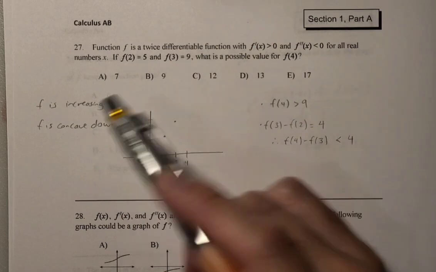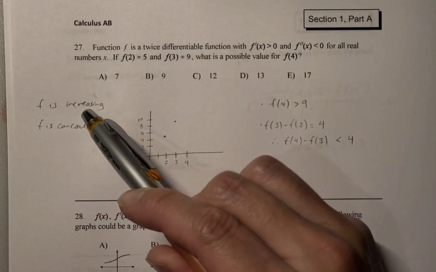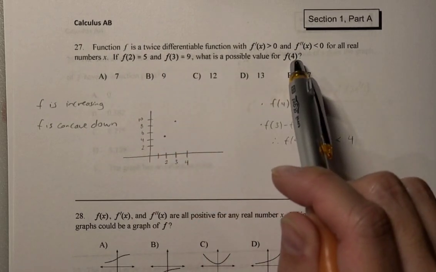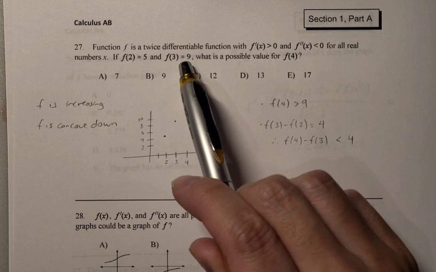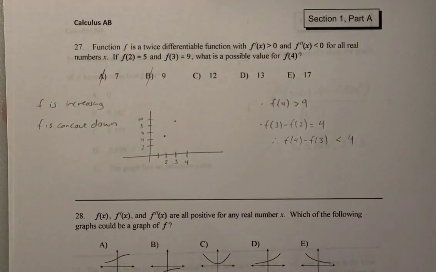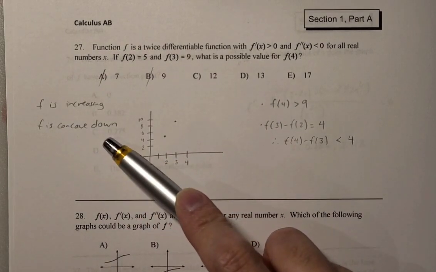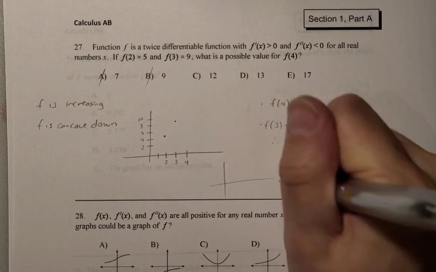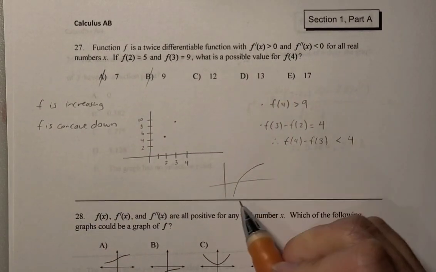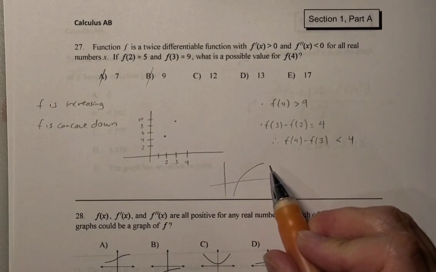Okay, so let's go with the first statement. I said first, f is increasing. So if it's 5 and then 9, f of 4 must be greater than 9. So we can eliminate these 2 already. All right, now we have to use the fact that f is concave down. What does that mean? If it's increasing and concave down, it looks something like this. So the rate of change is going to slow down. Okay?